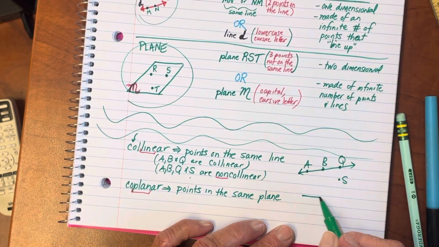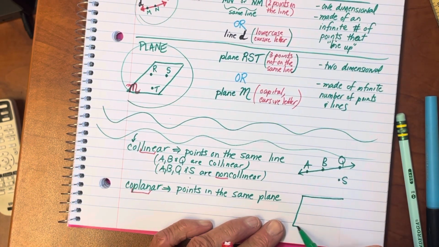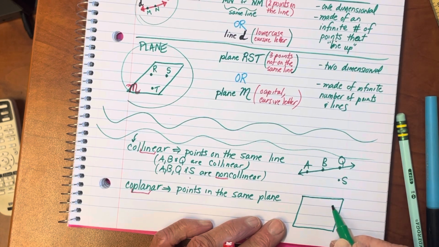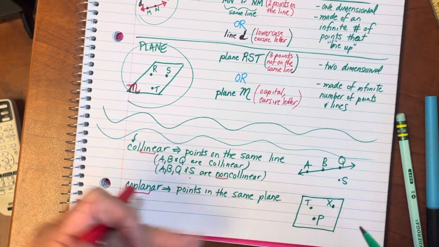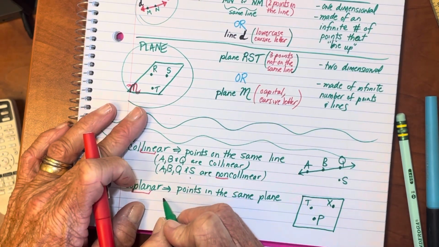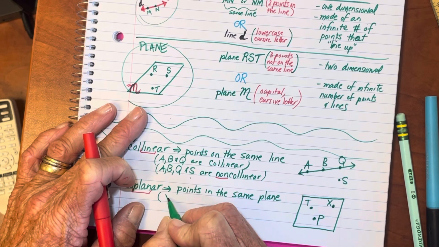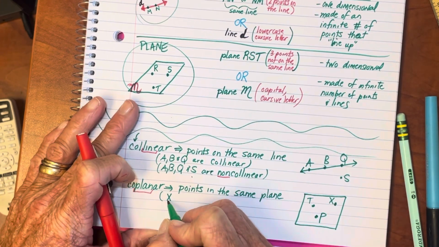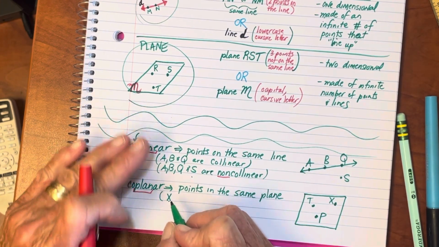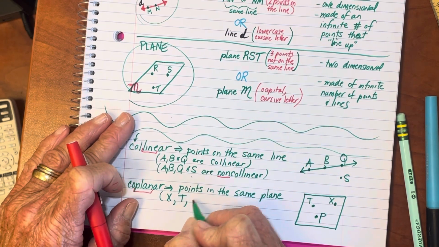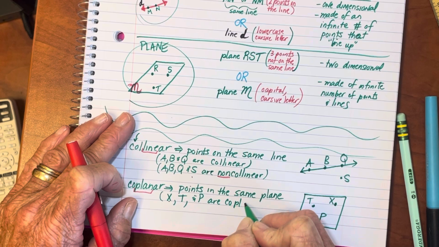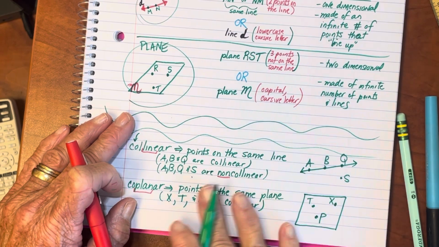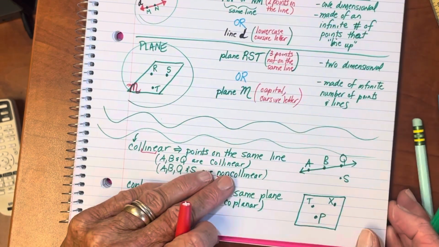So let's just quickly draw an illustration of that as well. So here's my plane. I have X, I have P, I have T. There you go. So we can simply say that points, remember, I don't have to write the word point in front of that. It's capital. That's what that means. Point X, point T, and point P are coplanar. They all lie in the same plane. They all lie on this piece of paper.